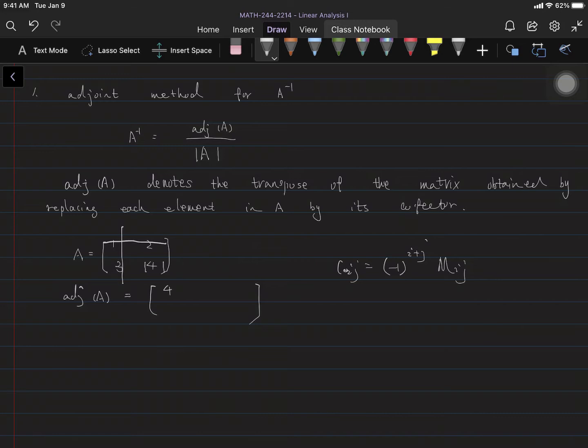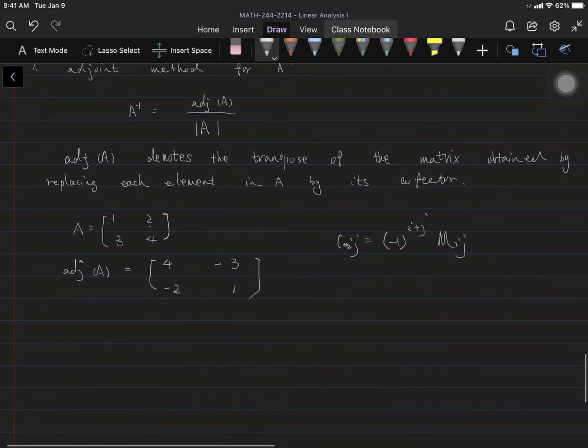Okay, adjoint. And for the number 2, the cofactor for the next position should be negative 1 to the 1 plus 2 power, which is negative, and 3 is the minor. And for the number 3, cofactor should be negative 2. For the number 4, cofactor should be positive 1, right? Because i plus j is 2 plus 2, which is positive, and the minor is 1. Okay, this is the adjoint matrix.